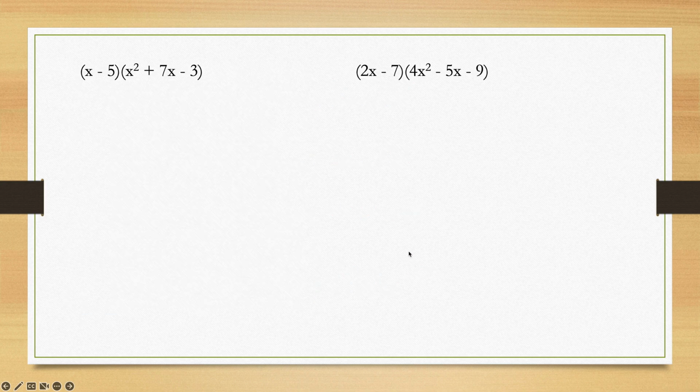Now, we have double distribute, but it could also be triple distribute. It doesn't make a difference. In the problem on the left, we're going to distribute both the x and the negative 5 to all three terms, the x squared plus the 7x minus 3. Okay, try just that one, and then we'll go over the answers.